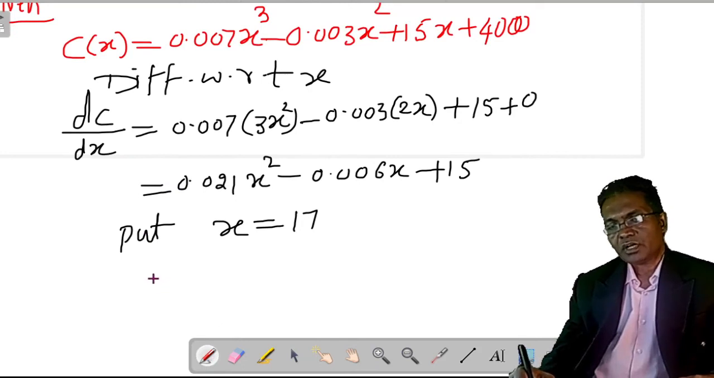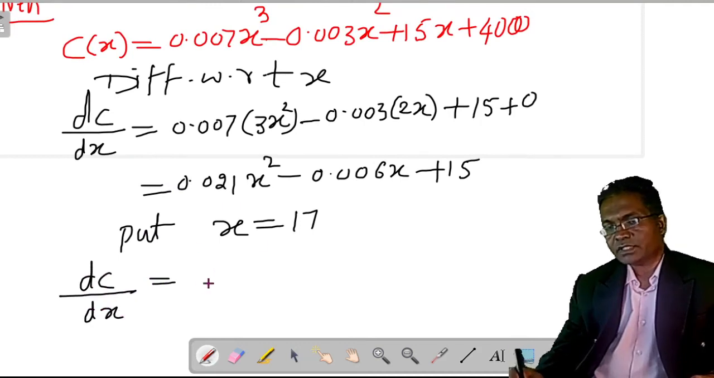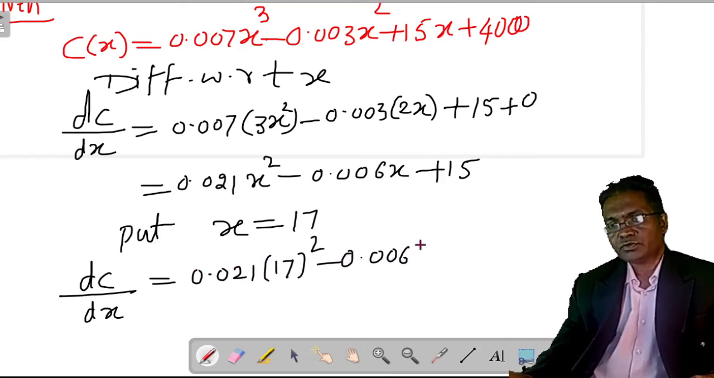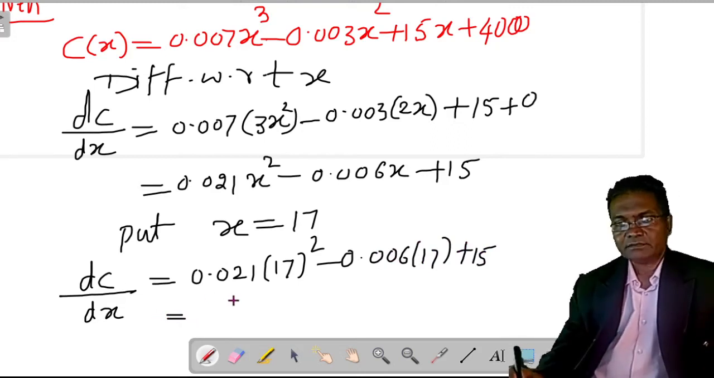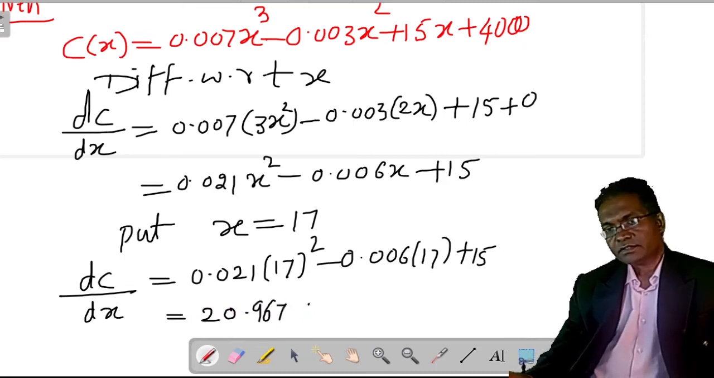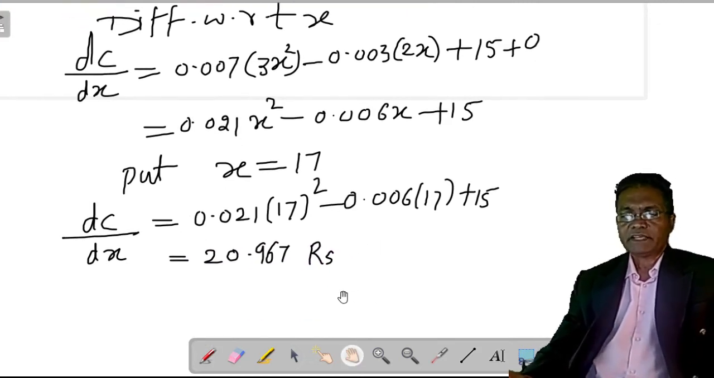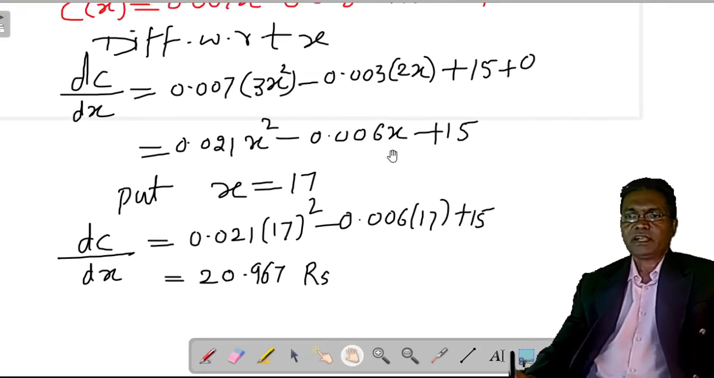Now you are asked, if 17 items are produced, the marginal cost. So dC by dx is equal to, put here, 0.021 into 17 square, minus 0.006 into 17, plus 15. Calculate this and I suppose you will get something like 20.967. So this much rupees will be the marginal cost if 17 items are produced. So very simple, understanding is important.